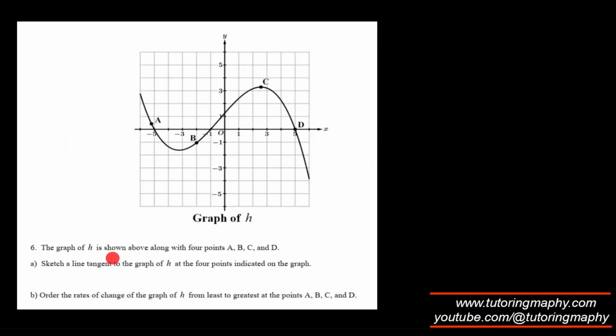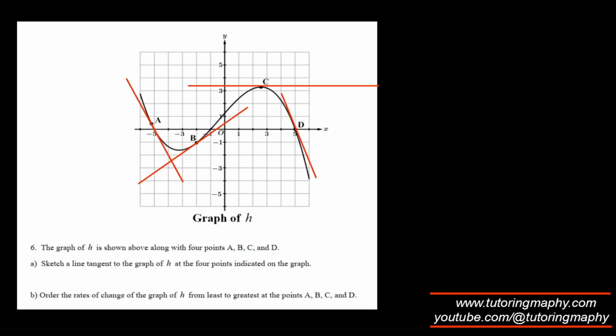Here we are given the graph of H along 4 points A, B, C, D. Sketch a line tangent to the graph of H at the 4 points indicated. Okay, so we just have to draw a tangent line. The tangent line at A is going to look something like this. At B, it's going to look something like this. At C, it will be almost horizontal, I think. And at D, it's difficult, but yeah, that makes sense.